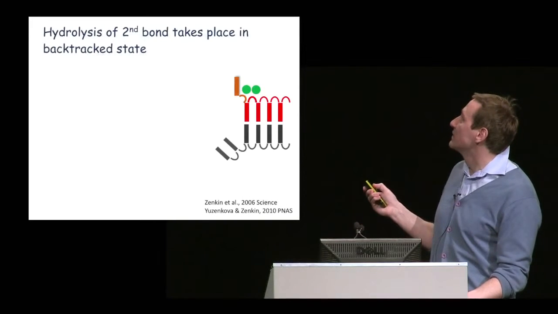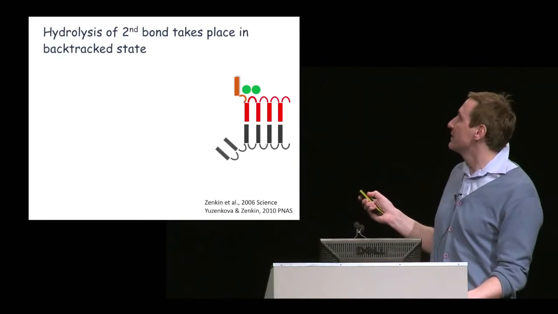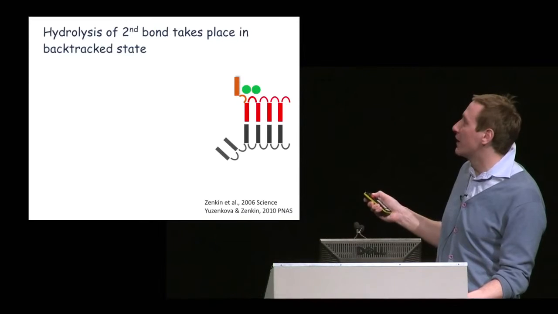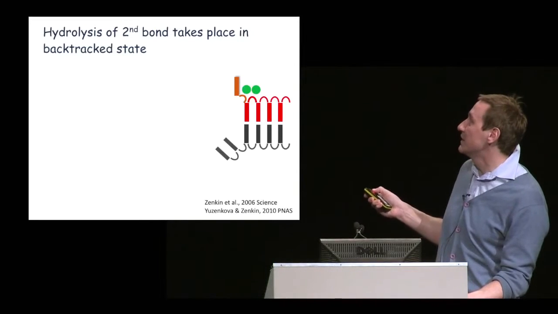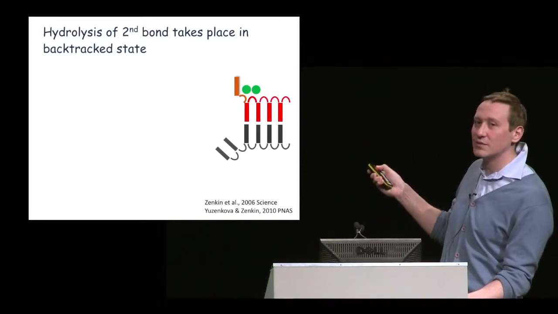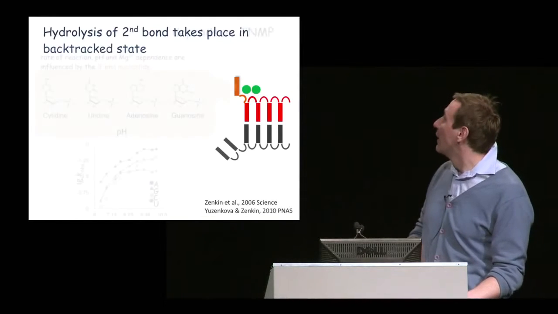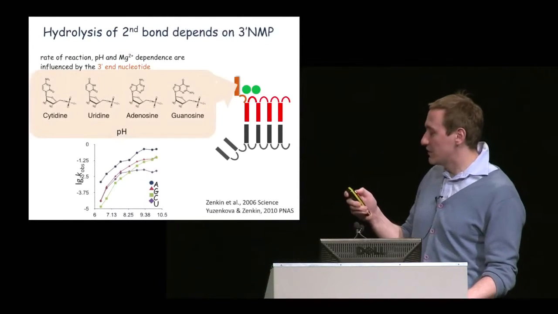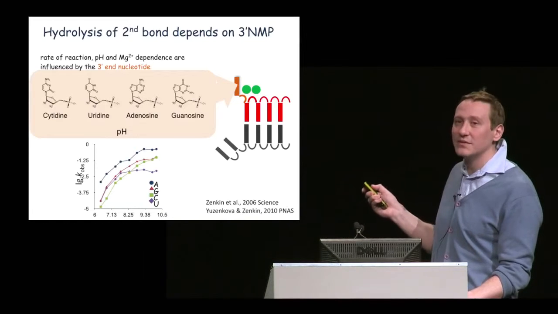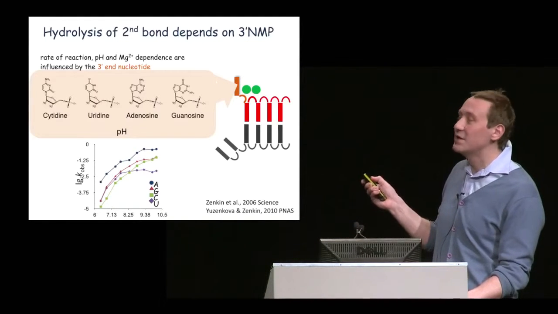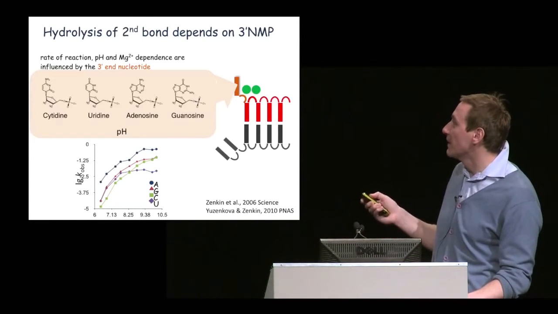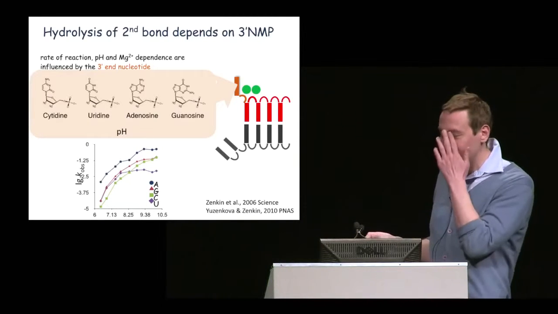So the second phosphodiester bond is cleaved in the so-called backtracked state. So RNA polymerase, as I said, can move backward. The 3' end nucleotide of the RNA disengages from the template of the DNA and is flipped out. And the active center is shifted to the second phosphodiester bond, which is scissile, which will be cleaved. So we started to investigate the reaction, and what we found is that the properties of the reaction depend on the identity of this flipped out 3' nucleotide monophosphate.